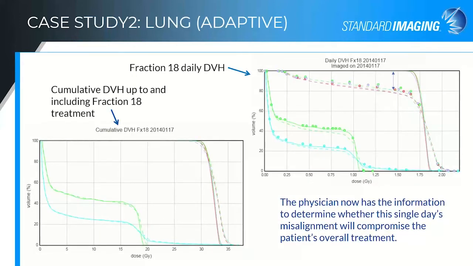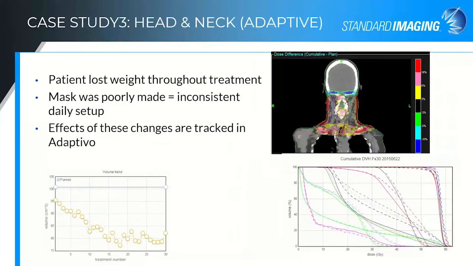And then going on for this case, in the cumulative DVH, you can see the fraction 18 daily DVH, and you can see the difference here. And then as well, you can see the cumulative DVH and the variation, which is of course much less. The physician now has the information to determine whether this single day's misalignment will compromise the patient's overall treatment.